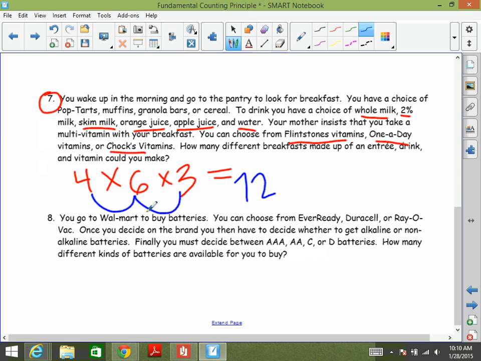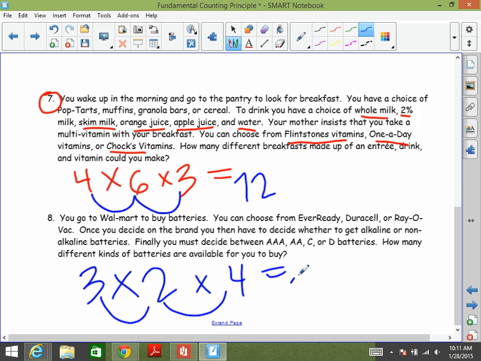Number 8. You go to Walmart to buy batteries. You can choose from Eveready, Duracell, or Rayovac. Once you decide on the brand, you then have to decide whether to get alkaline or non-alkaline. Finally, you must decide between AAA, AA, C, or D batteries. How many different kinds of batteries are available for you to buy? Okay, so 3 times 2, because we have alkaline or non-alkaline. And then 4. 3 times 2 is, and 6 times 4 is?